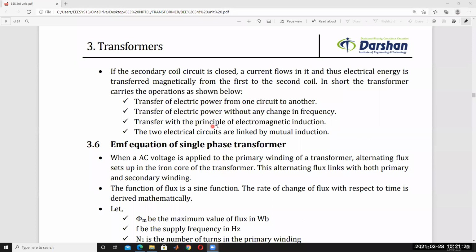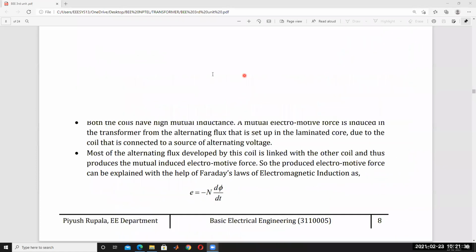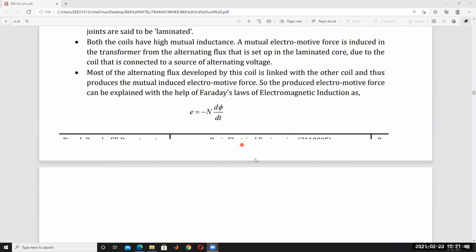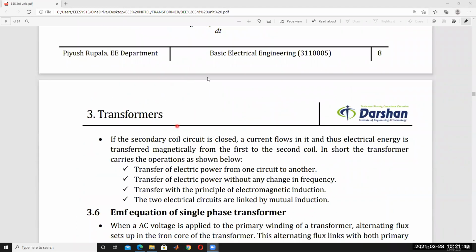The transformer operates on the principle of electromagnetic induction. The two electrical circuits, the primary and the secondary, are linked by mutual inductance. That is the main concept of working.